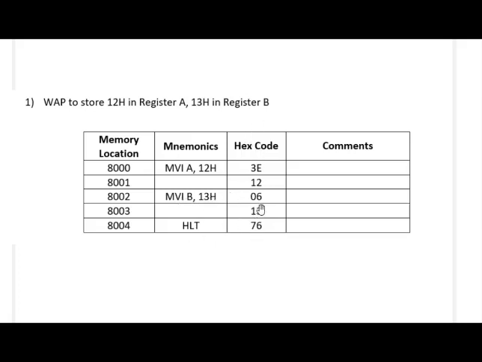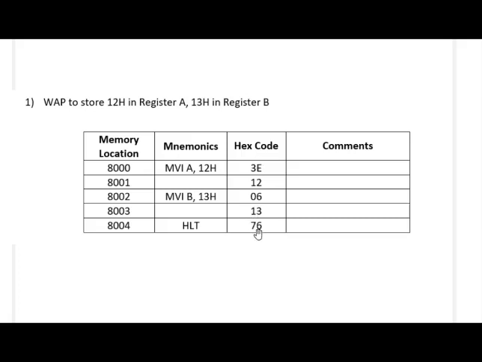Now what is this hex code? We understand the mnemonics, but the machine only understands the hex code when we enter the program. The hex code for MVI A is 3E. These hex codes are available and we can check them. I will show in the simulator also how we can get the hex code. So the hex code for MVI A is 3E, then 12 will come afterwards. The hex code for MVI B is 06 and 13H will come afterwards, and HLT is 76.